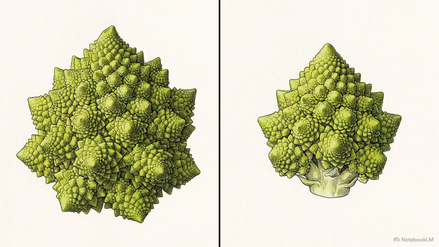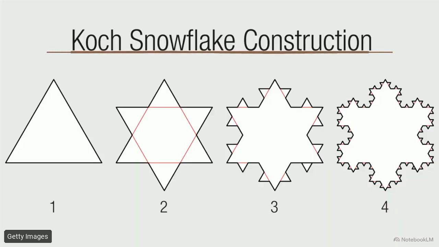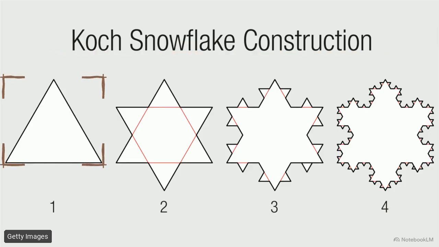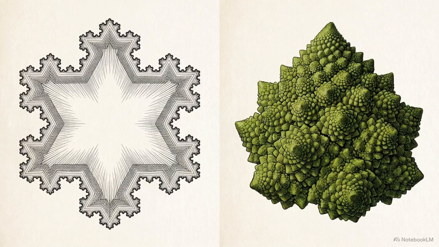This property, where a shape looks identical at every scale, is called self-similarity. It is the defining feature of a fractal. This diagram shows the construction of the Koch snowflake, a classic mathematical fractal. It builds infinite complexity by repeating a simple triangular shape endlessly onto itself. Romanesco applies this exact logic biologically. It builds a physical, biological body using an infinitely repeating mathematical rule.